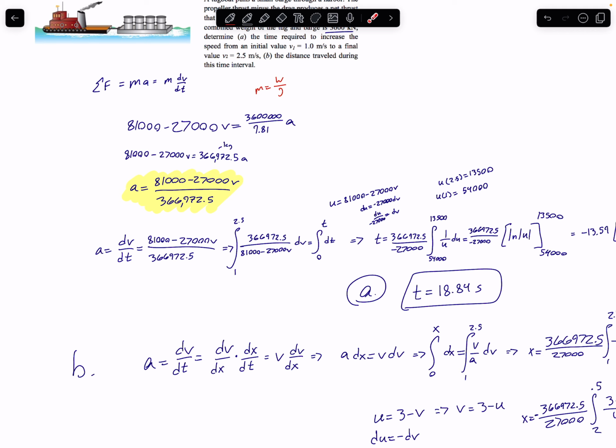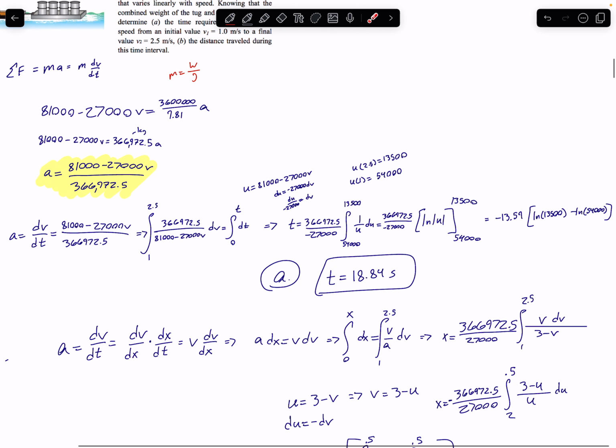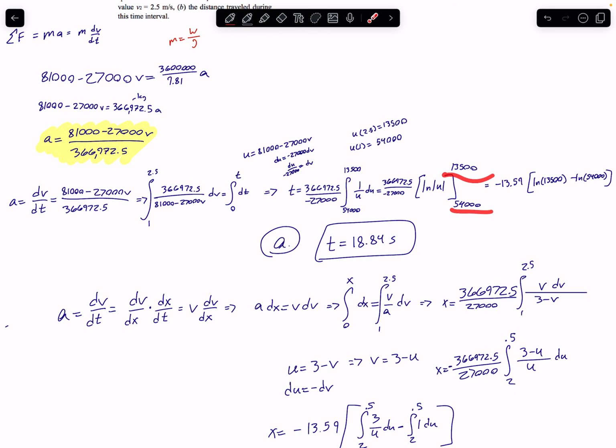And so now, knowing that acceleration is equal to the derivative of velocity with respect to time, we can rearrange some things and create some integrals. After doing some calculus, we can solve from 0 to t. That gives us a time interval, which is what we are looking for, from what it takes to get from 1 meter per second to 2.5 meters per second. I solved this doing some u substitution, which I found to be the easiest, and changed the values up top to fit so you don't have to go back. And I get t equals 18.84 seconds, which I believe is the correct answer.